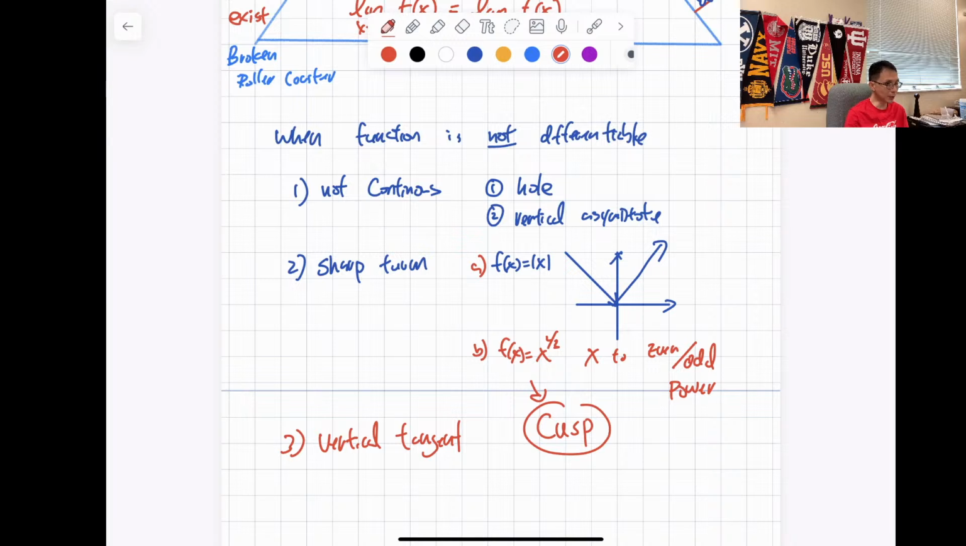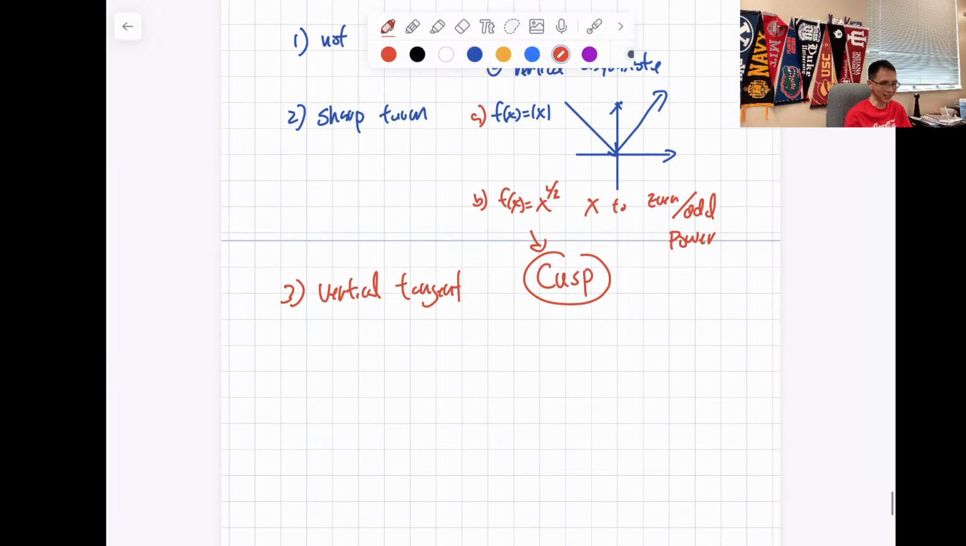Vertical tangent is also another one. It's not differentiable. So when you see something with a vertical tangent, that's not differentiable. Now this one doesn't really work with the roller coaster analogy, because a roller coaster can have a vertical tangent. So what does a vertical tangent look like? Well, f of x equal to x to the 1/3.